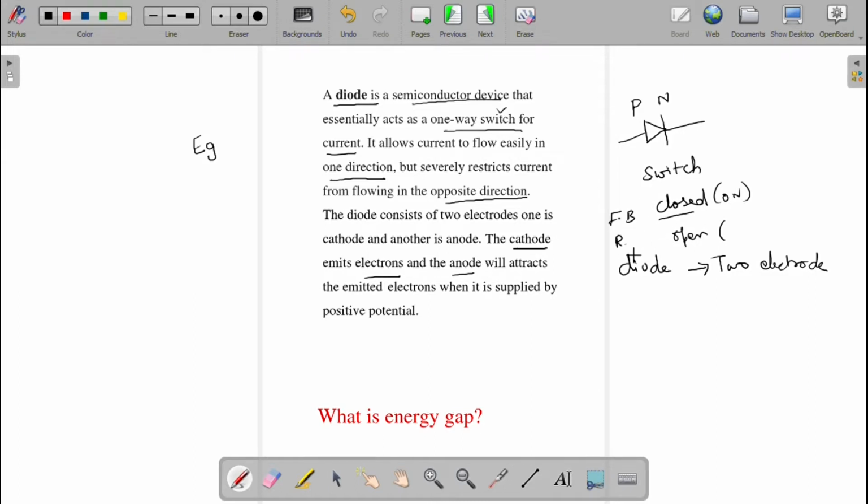During reverse biasing, the switch will be off. That's what is said. It allows current in one direction and it restricts it in the opposite direction. Diode means two electrodes, anode and cathode. Cathode emits electrons, anode will attract the electrons. So this is the meaning of diode.